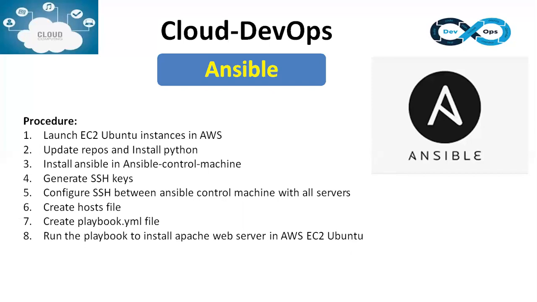And the fourth one is let's create the SSH keys. The same thing was performed in yesterday's session. And the fifth step is how to configure SSH between the Ansible control machine and all the remaining servers. And the sixth one is create the hosts file, and the seventh one is creating a playbook.yaml, and the eighth one is running the playbook to install our required Apache web server in the remaining servers. Let's see the procedure now.